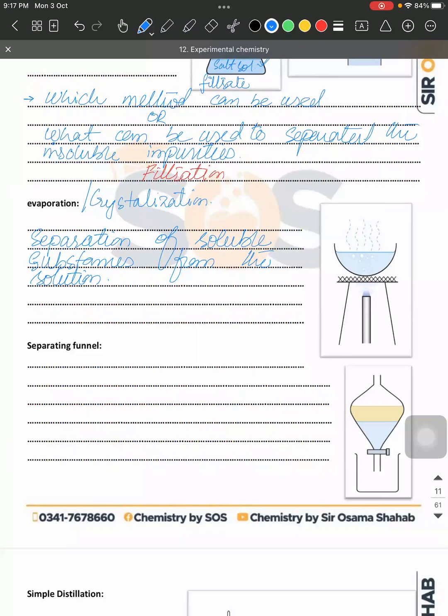हमें पता है बच्चों, हमने एक चीज पढ़ी है. हमने चीज क्या पढ़ी है? If the substances are pure, their melting and boiling points are fixed and sharp, right?